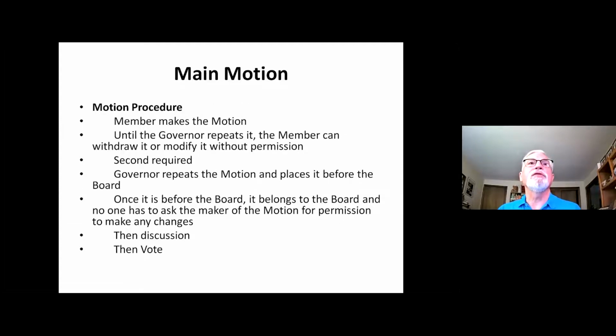When a member makes the motion, until the governor repeats it, the member can withdraw it or modify it without permission. Once there is a second, the governor repeats the motion and places it before the board. Then it's up to the board to decide what motion will be finally voted on. And there's no obligation or right to go back to the maker of the motion to ask for permission to make any changes. That's up to the board on a motion to amend. After discussion, then there's a vote.